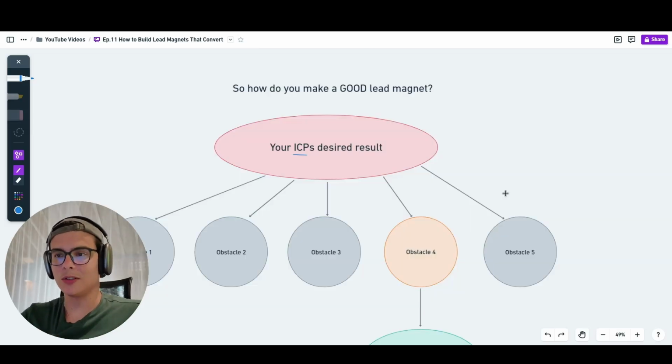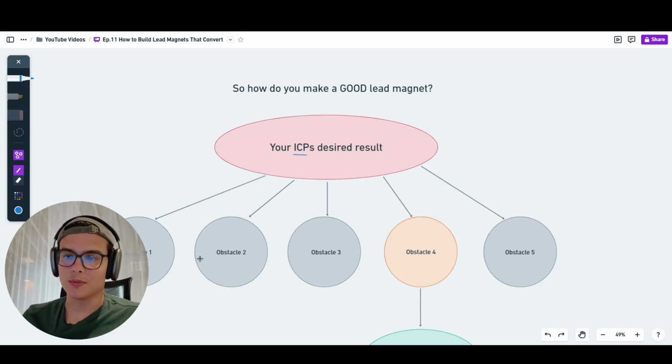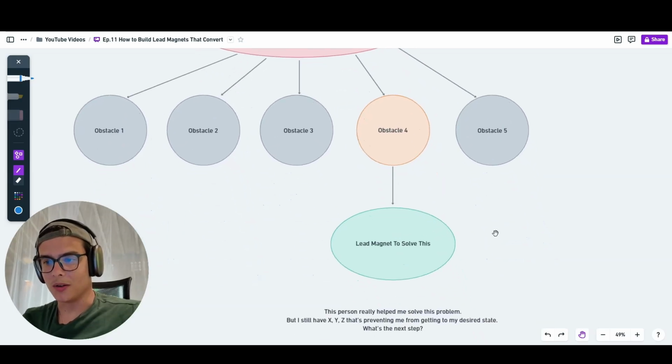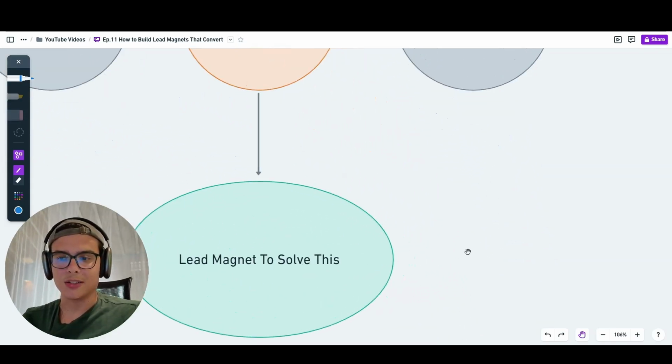In order to make a really good lead magnet, you have to identify your ICP's ultimate desired result. This is a big goal that they're trying to achieve, which can be broken down into sub-problems and little obstacles like I've done here. This number is very likely to be greater than 5, but for the purpose of the video, I've only put 5 down. So once you've listed out all of these mini sub-problems that this person has, you just pick one and you create a lead magnet to solve this.